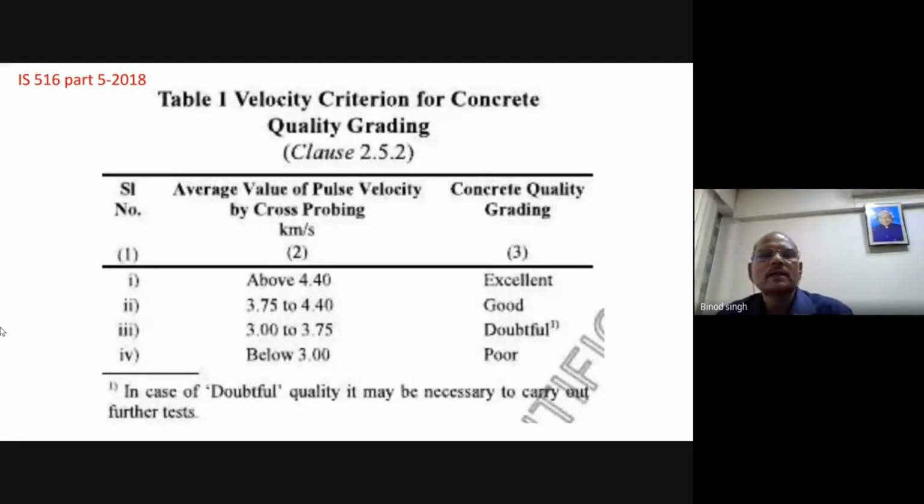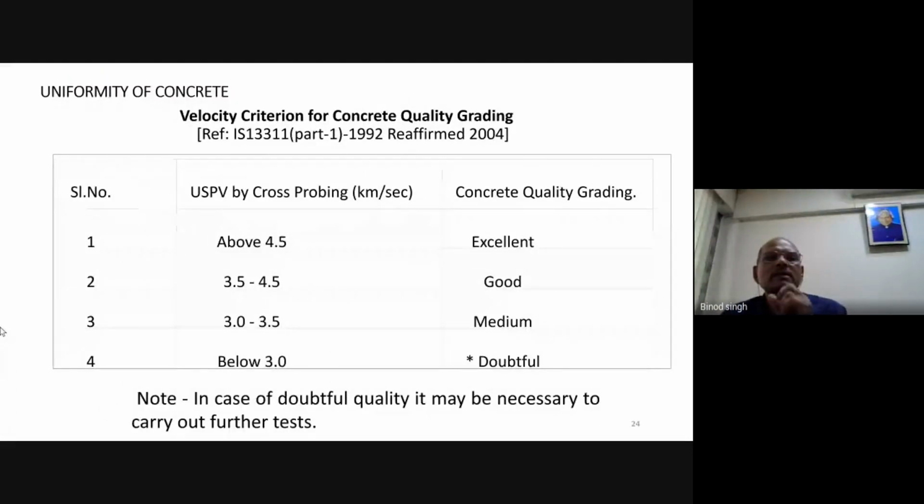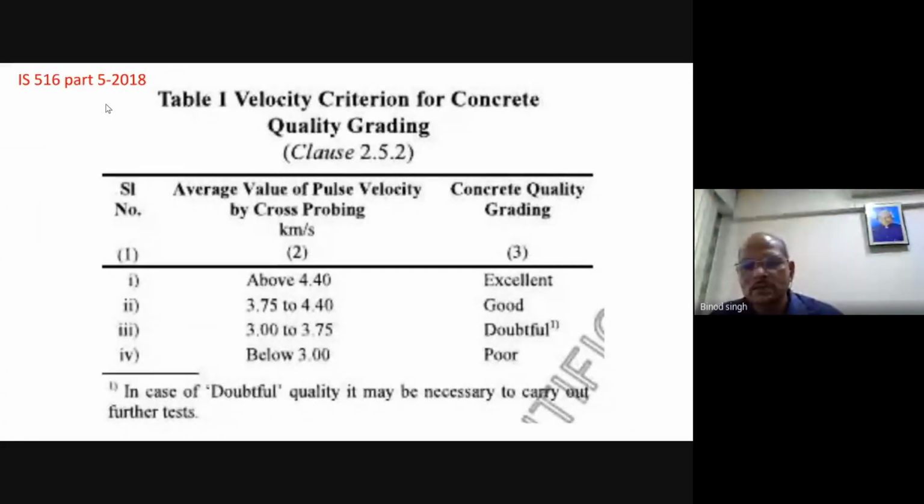Okay. This is the old provision of 13311. Above 4.5 was excellent, 3.5 to 4.5 was good, 3 to 3.5 was medium, and below 3 was doubtful. And the latest one that I have shown, this parameter has now changed.